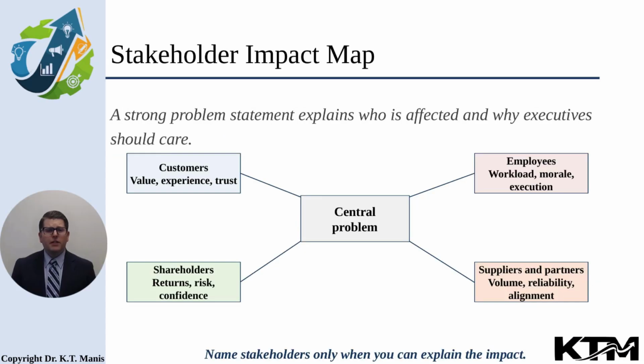A strong problem statement also explains who is affected. Do not just say, this affects stakeholders. Name the stakeholder and explain the impact. Customers may be affected through poor value, inconsistent service, or lower trust. Employees may be affected through workload, morale, or execution problems. Shareholders may be affected through lower returns or increased risk. Suppliers and partners may be affected through volume changes, reliability issues, or strategic misalignment. The point is not to list everyone. The point is to show why the problem matters to the business. Executives care when the issue has consequences.